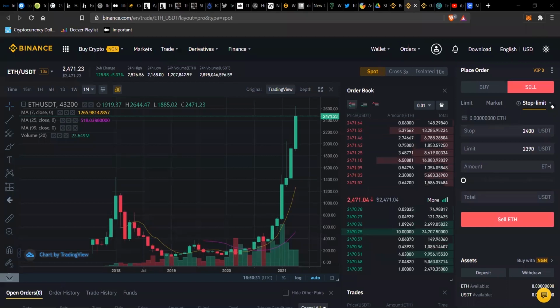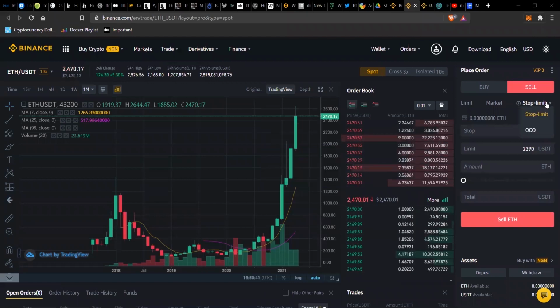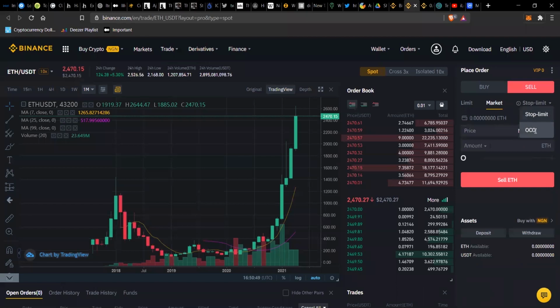Now the final one is OCO. OCO is one cancels the other. Now OCO is one major thing that you would most likely use a lot. It's available on Binance, but I don't think it's available on all exchanges. So I'm trying to pick it. Sorry. Now this is OCO. OCO is one cancels the other.